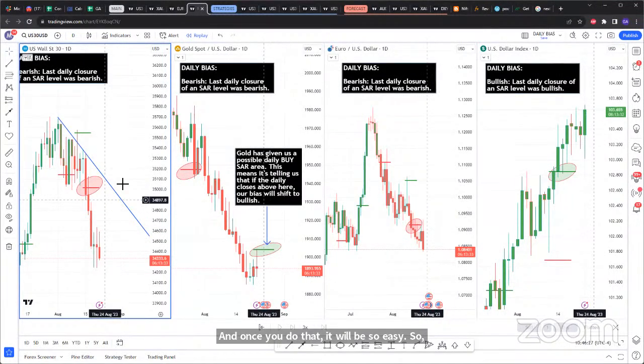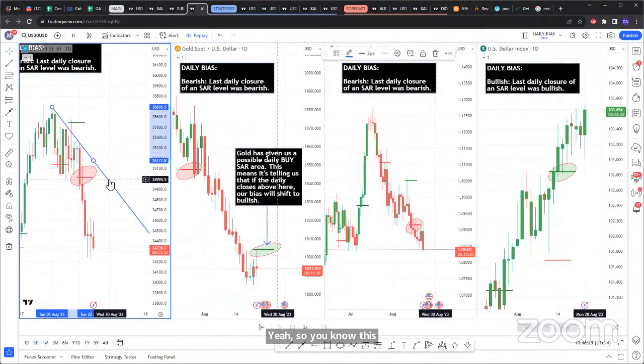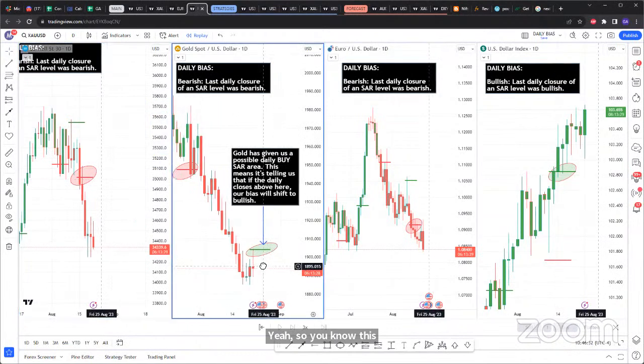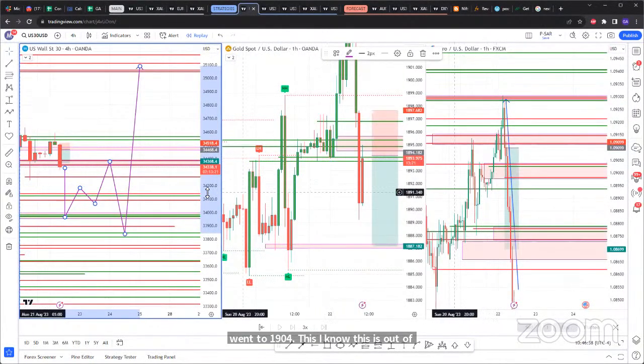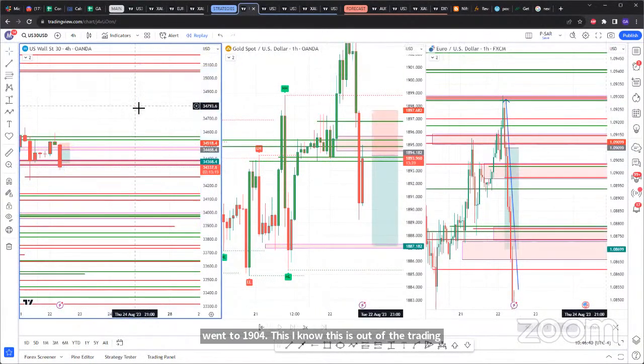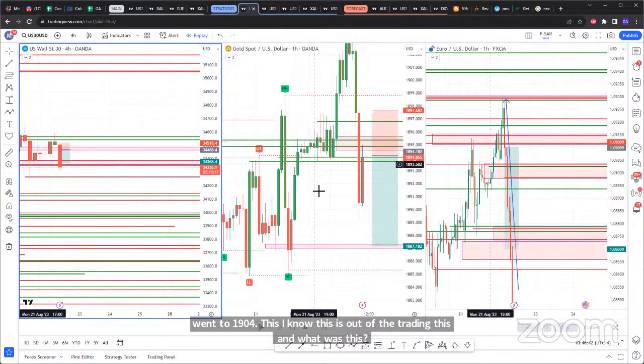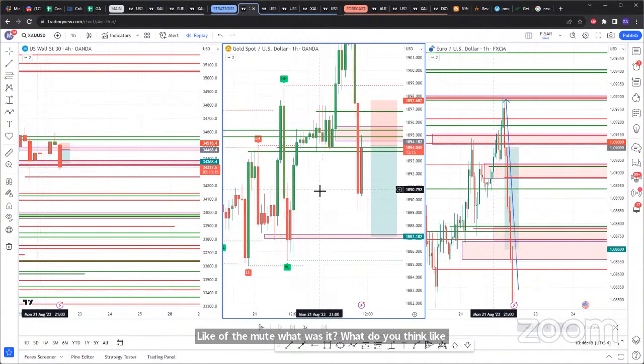Yeah. So you know this move that happened today? It went to 1904. I know this is out of the trading hours that we should trade, but what was this move? What do you think? Why did it move that way?